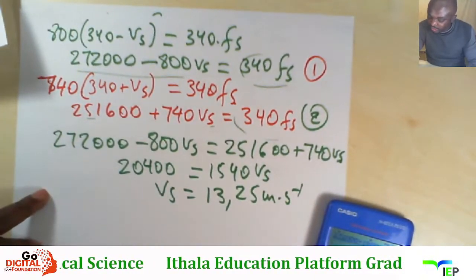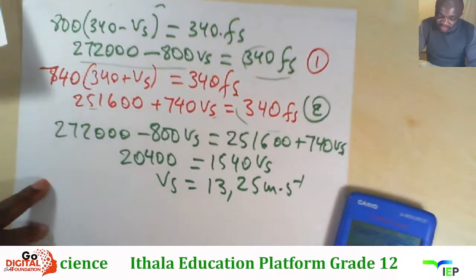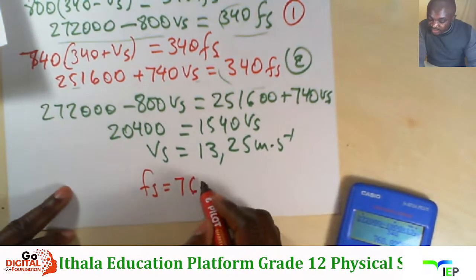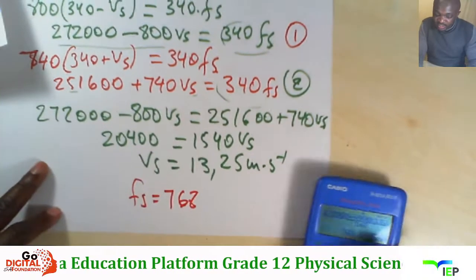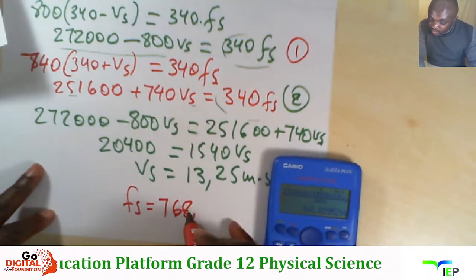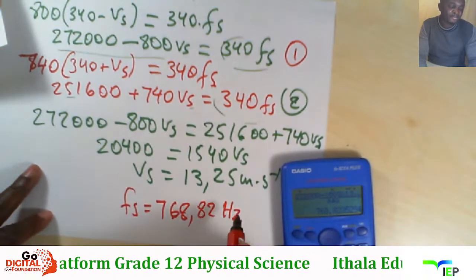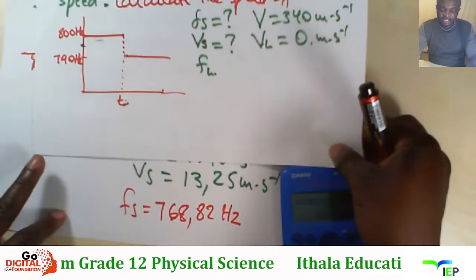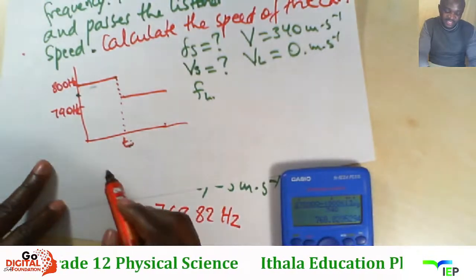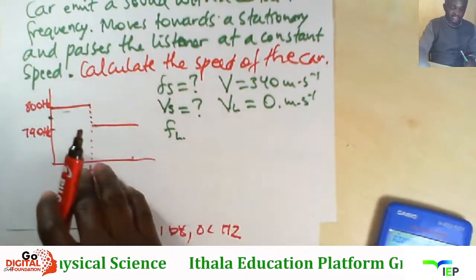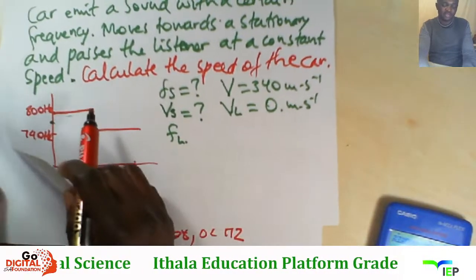When you do the calculation correctly, you will find that the total Fs is equal to 768.82 Hertz. So if I go back to the equation, you see that 768 lies in between, so it will always give you those kinds of values. So yes, that's it.